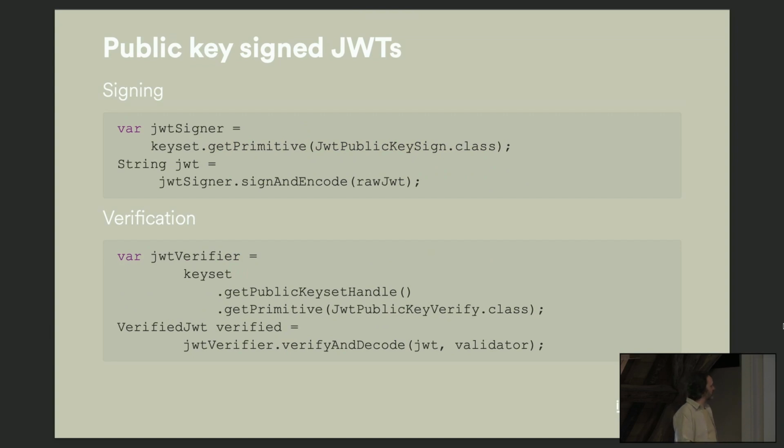So that was secret key message authentication codes. They have the same for public key signed JWTs. So again, similar to public key signatures we looked at earlier, there's separate primitives for this. So there's a public key sign, which is actually going to use the private key. There's a public key verify thing. And again, you have to use your keyset handle when you're getting this public key verify, and it has to only have public keys in it. And if not, it will throw an exception.